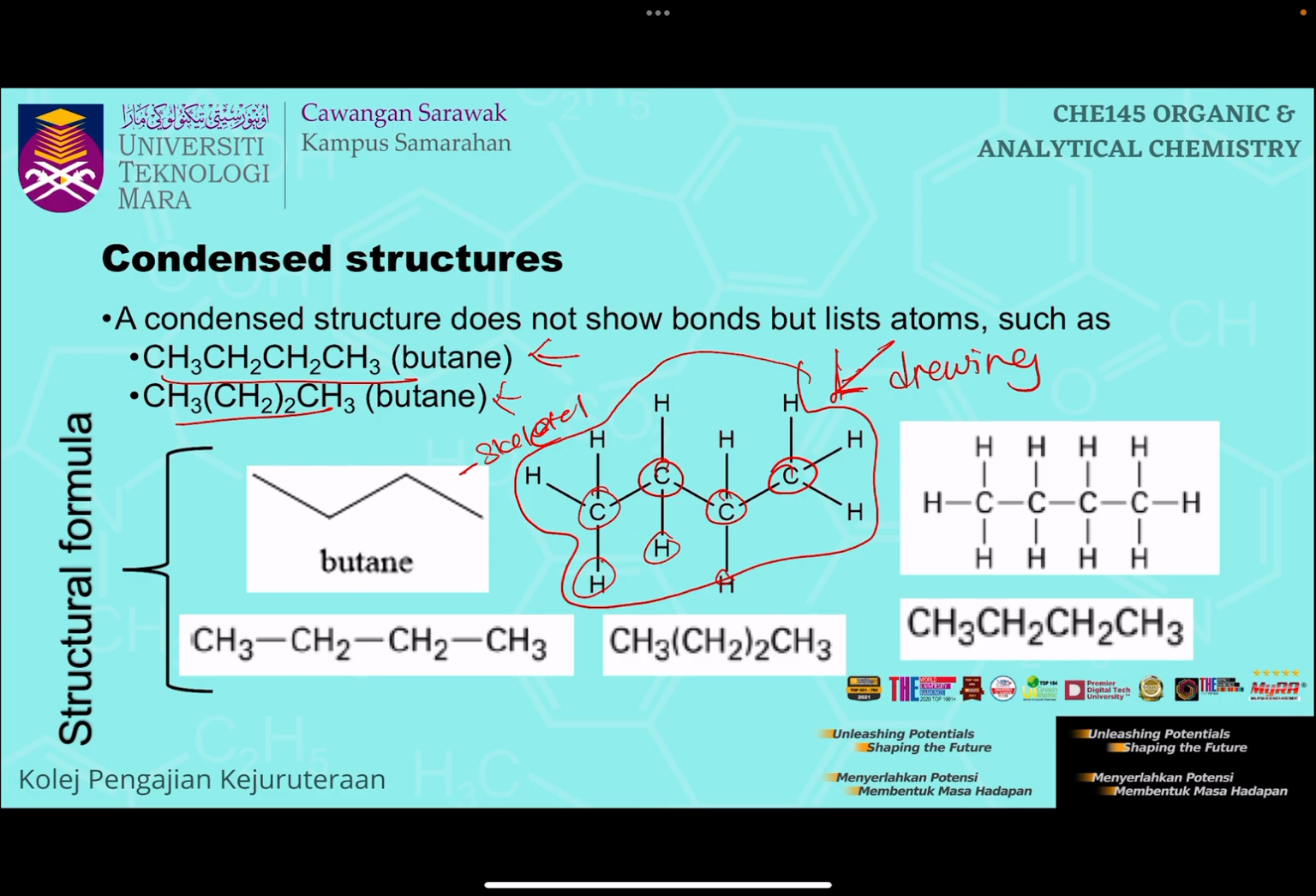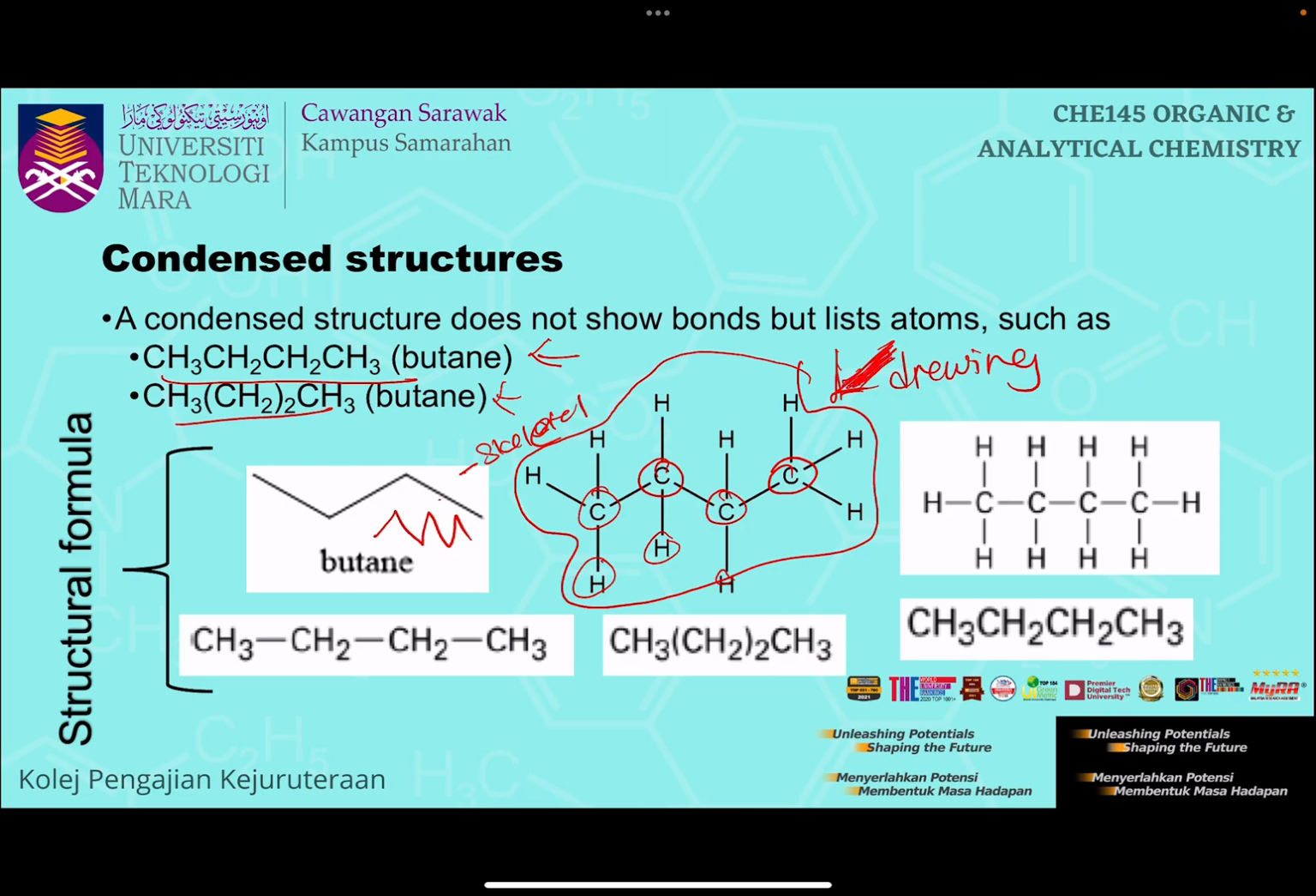If you use the skeletal method, the only thing is when you get overexcited. You know butane is 4: 1, 2, 3, 4. Sometimes you can go more than 4, so you will carelessly make it. It's easy to make a mistake using the skeletal structure. So I highly recommend for you guys to draw in this method. Please draw in this method if possible.